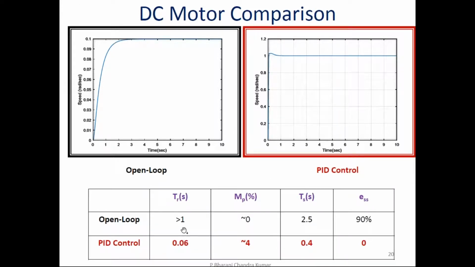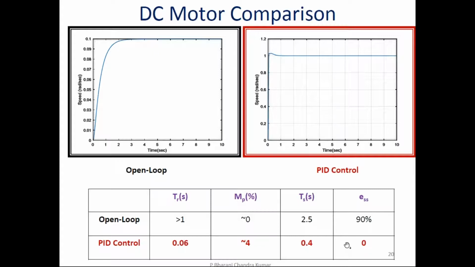In the open loop, the rise time is very large. Although there is no peak overshoot, the settling time is 2.5, and the steady state error is 90. But when I use the PID controller, the rise time is very small, 0.06, very fast. You can see that very fast it has reached 1. And the peak overshoot is 4%, which means it is 1.04 or so. Settling time is 0.4, and the steady state error is 0.